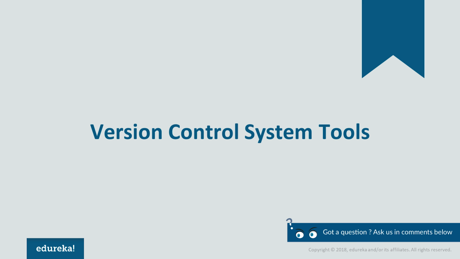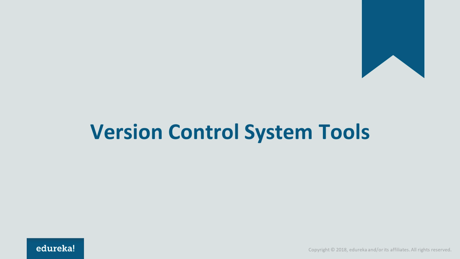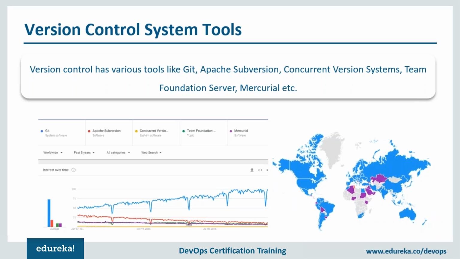Now that you've got a gist of what version control is and what its various types of systems are, let's look into the tools that offer version control. Well, the top leading tools in the market are Git, Apache Subversion, Concurrent Versions System, Team Foundation Server, Mercurial, etc. But out of these tools, we can clearly see in the trends that Git wins over the other tools. But why does Git win over the other tools? So let's look into it.